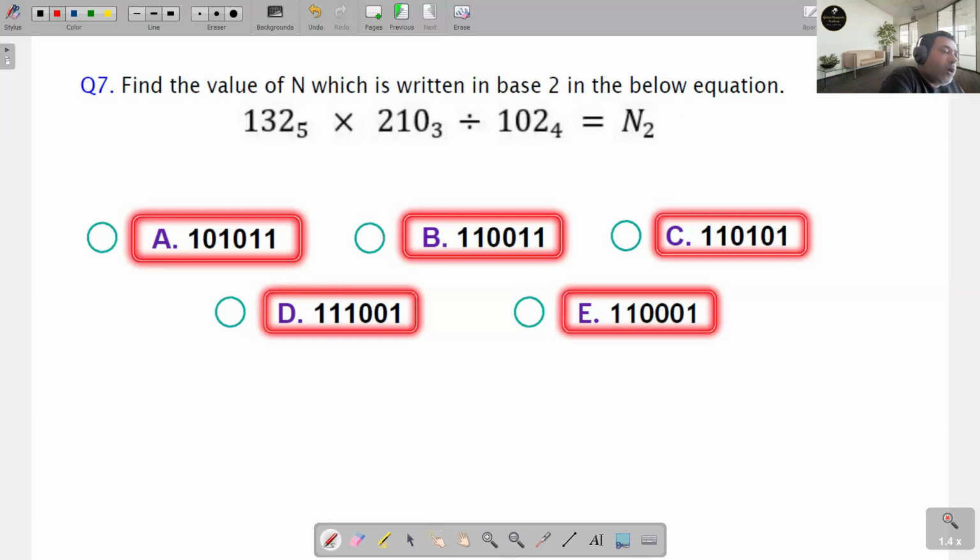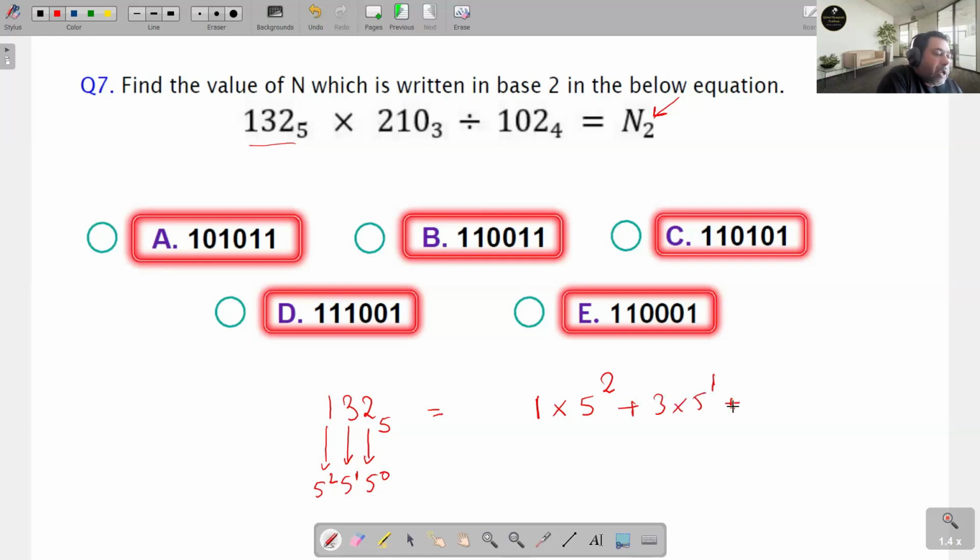We normally work with number base 10. When we look at base 5, what is 132 in base 5? 132 in base 5 will be 1 times 5 square, because if you look at the value, this one is multiplied by 5 raised to the power 0, this one by 5 raised to the power 1, and this one by 5 raised to the power 2. So this is 1 times 5 square plus 3 times 5 to the power 1 plus 2 times 5 raised to the power 0.